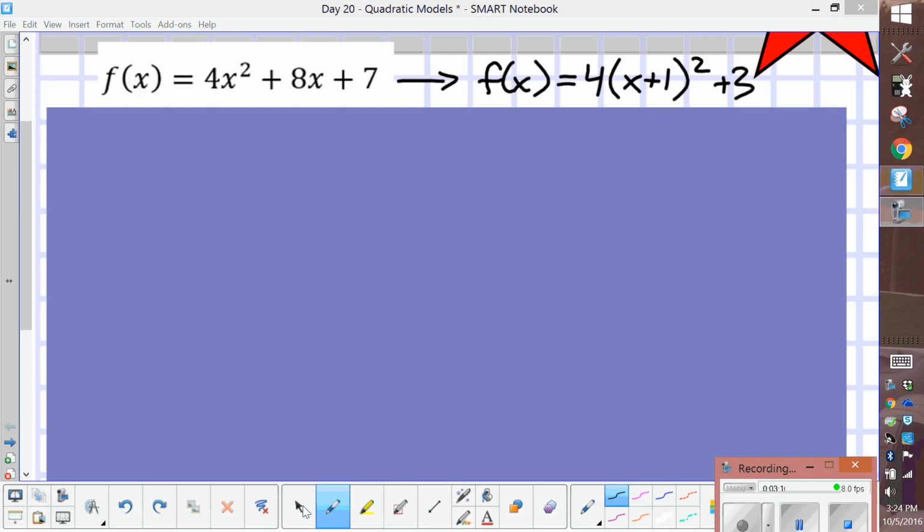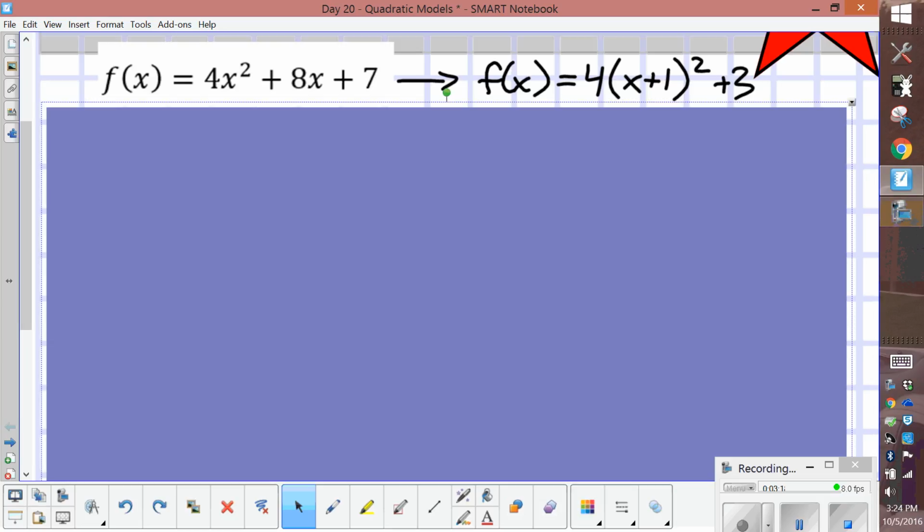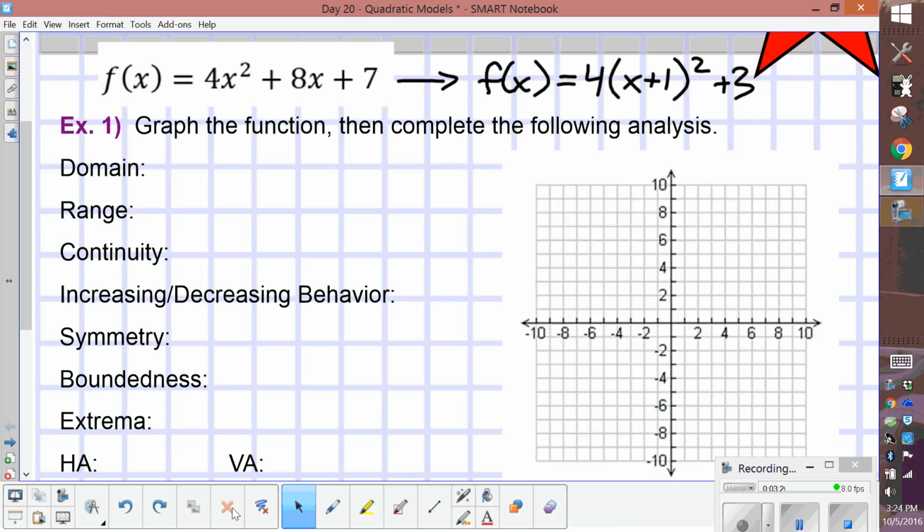All right, we'll go ahead and reveal the screen and get started on example 1. And example 1 is we are going to analyze this function. So we're going to do the domain, range, continuity. Is it increasing or decreasing? Symmetry, boundedness, extrema, and horizontal and vertical asymptotes.